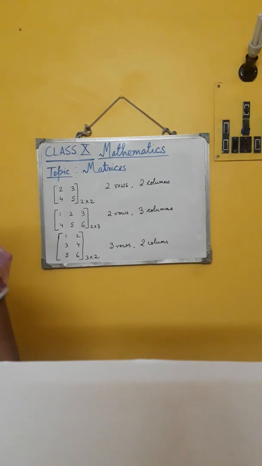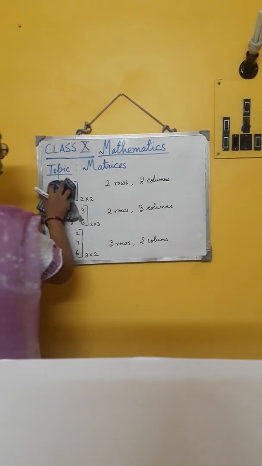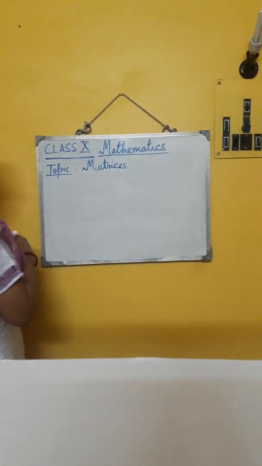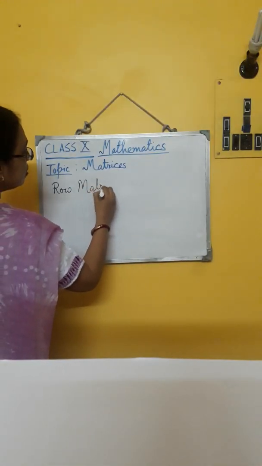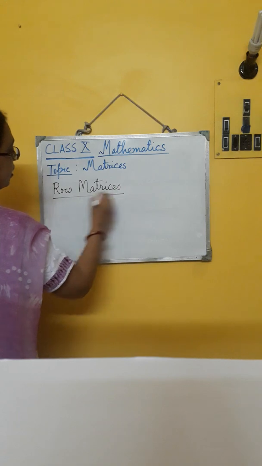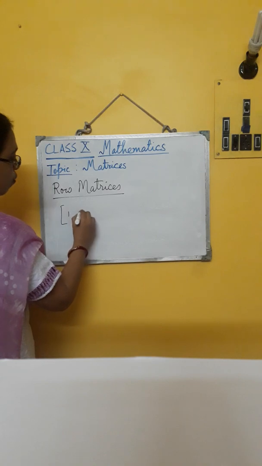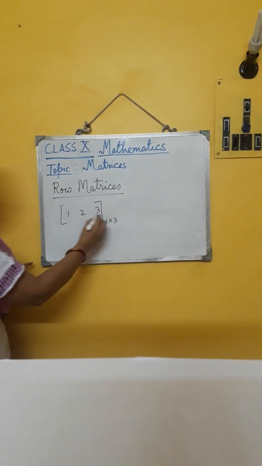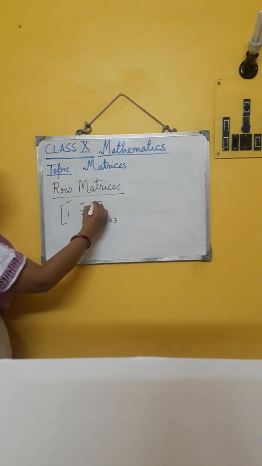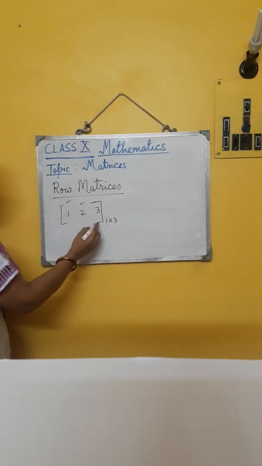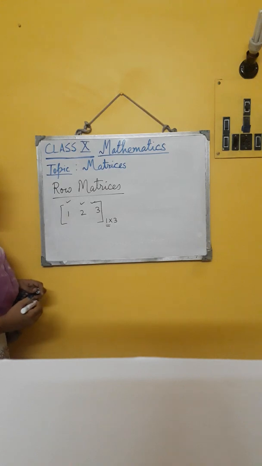Okay, next. Next we have row matrices. What is a row matrix? One row. If I write 1, 2, 3, that is 1 cross 3. One row and you can see 1 column, 2 column, 3 columns. So 1 row, 3 columns. That is called a row matrix, where the number of rows is 1.